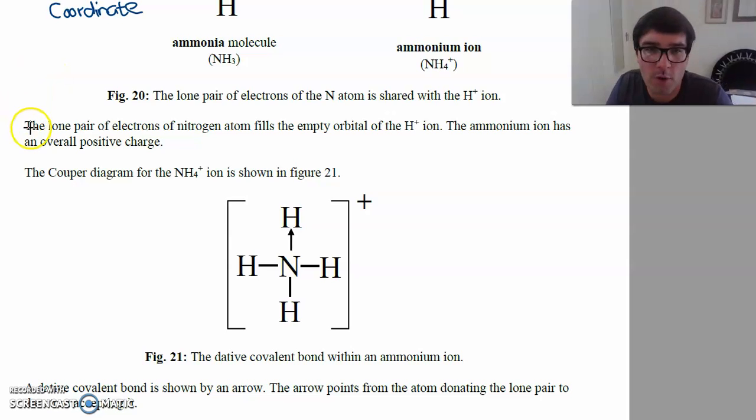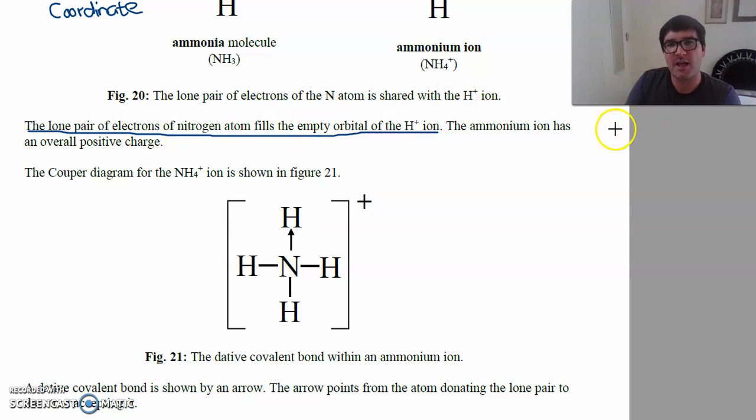So it's important, like I said, that you remember the lone pair of electrons of the nitrogen atom fills the empty orbital of the hydrogen ion. So this central atom over here is positive. And the overall positive charge of the ammonium ion is actually because it accepted a positive hydrogen ion.